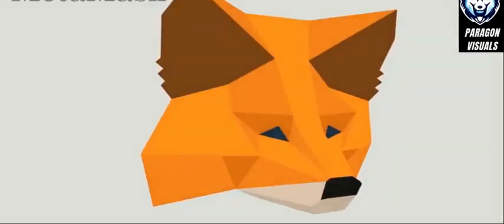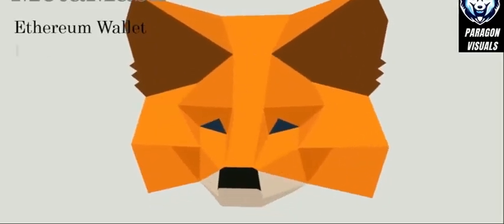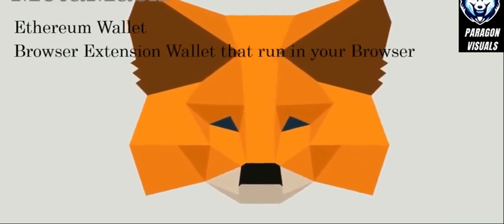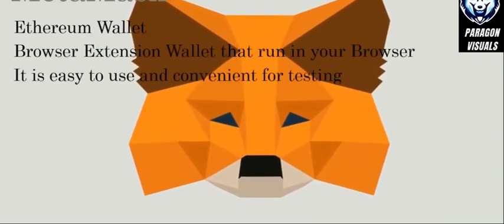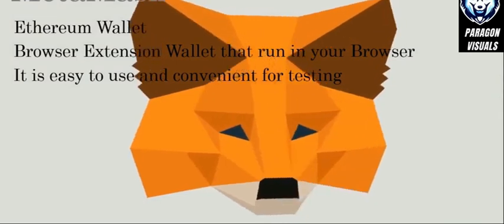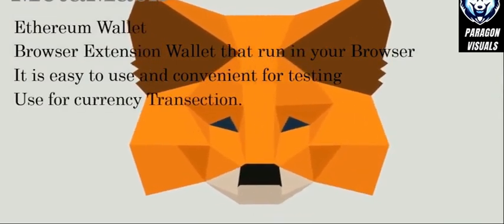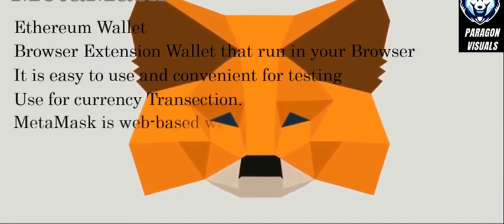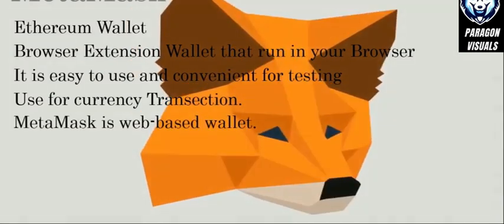What is MetaMask? MetaMask is an Ethereum wallet, a browser extension wallet that runs in your browser. It is easy to use and convenient for testing. MetaMask is used for currency transactions. MetaMask is a web-based wallet.